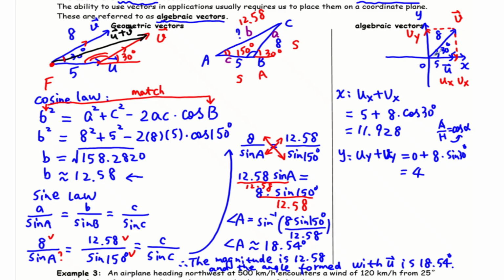So the final vector, you have x component, y component, then the magnitude is equal to the hypotenuse of this: the square root of x squared plus y squared.